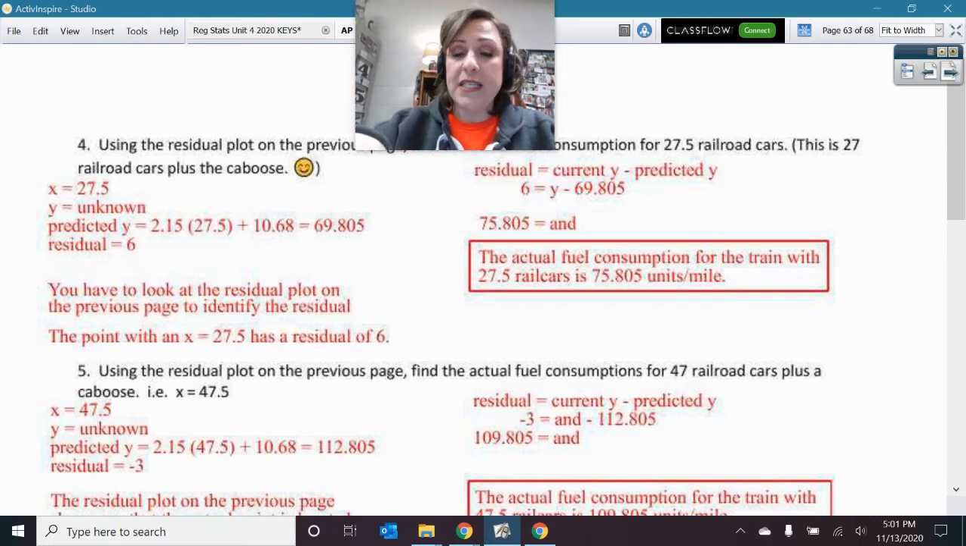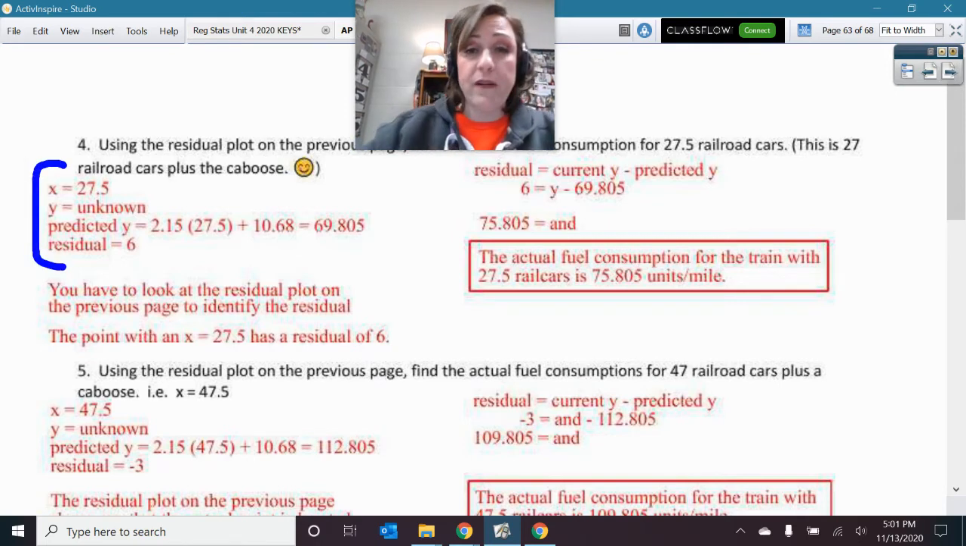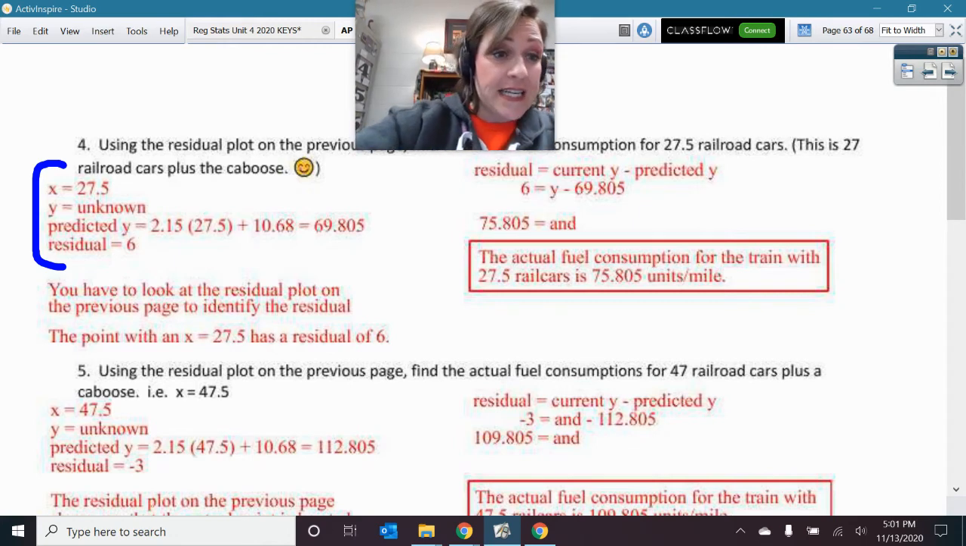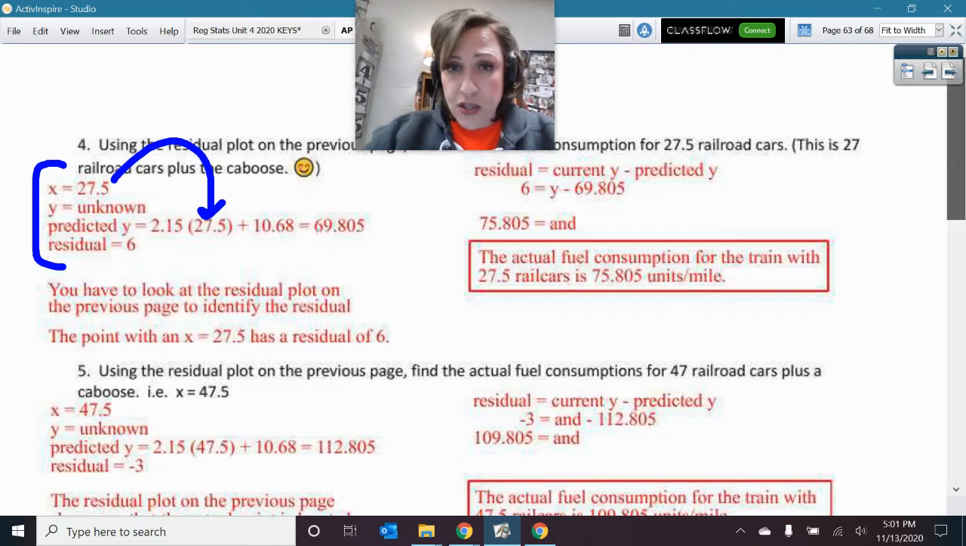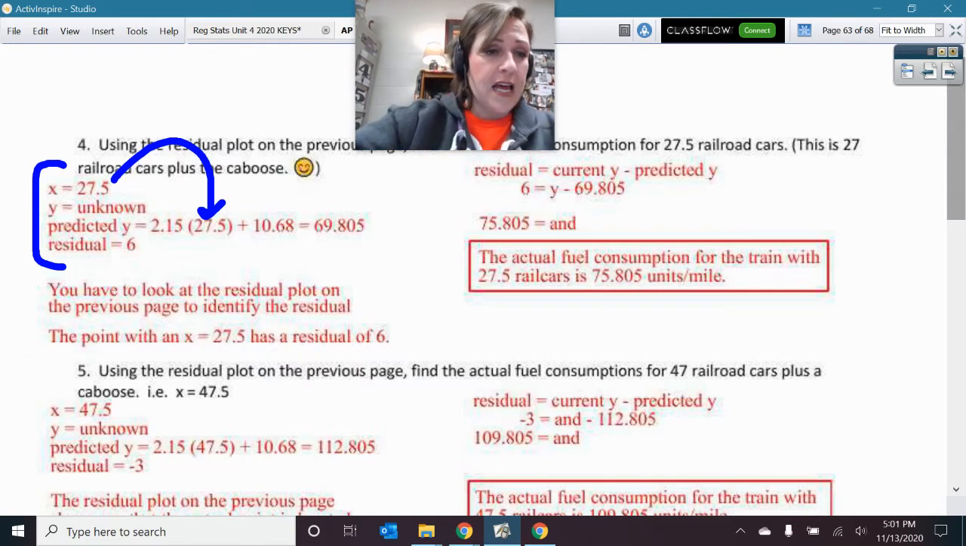All right, next we wanted to use the residual plot on the previous page to determine the consumption at 27 and a half railroad cars. I was thinking, how can you have 27 and a half railroad cars? Well, that's the railroad car plus the caboose, which is a little smaller, so I guess it counts as a half. So x is your 27.5. I can figure out the predicted consumption by using the prediction equation. So I put that in there and I get the predicted amount of fuel consumption. And then, do they tell me that the residual is 6? Oh, no, they don't tell me the residual is 6.